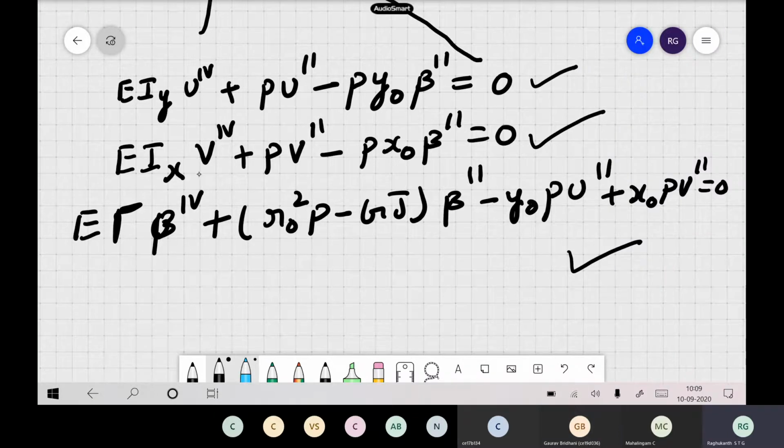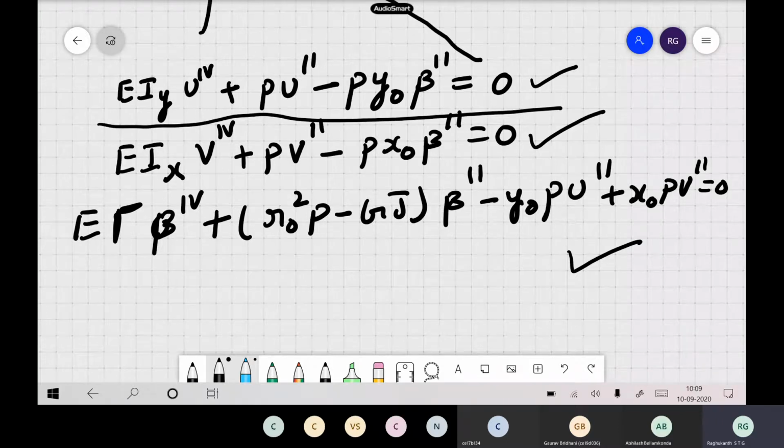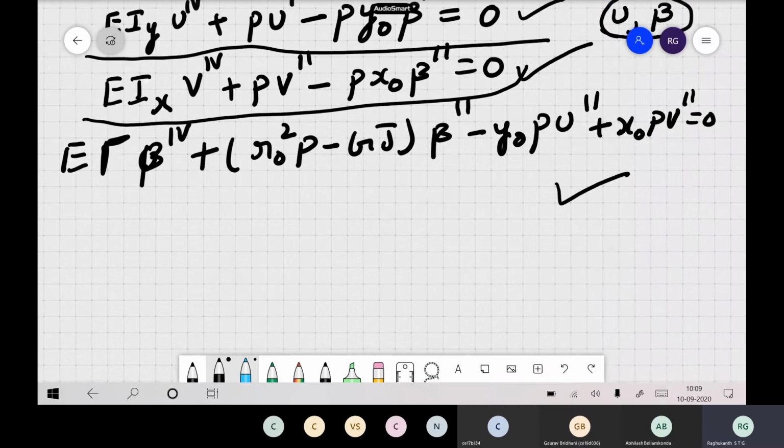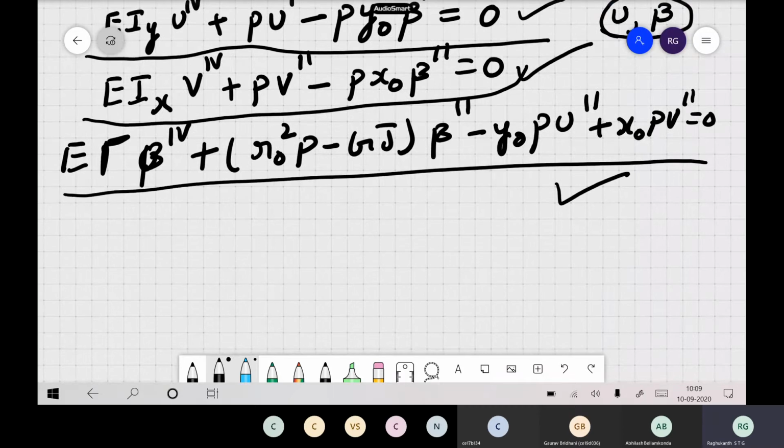In the first equation, what is coupled here? U and beta, that is flexural torsional buckling in X direction. Of course, you also have a torsion component. The second equation is basically buckling in the other direction, that is Y direction, and beta. And the last one is a complete coupling: you have beta, then U, then V, all three coupled in this expression itself.